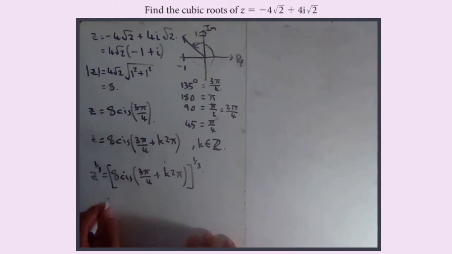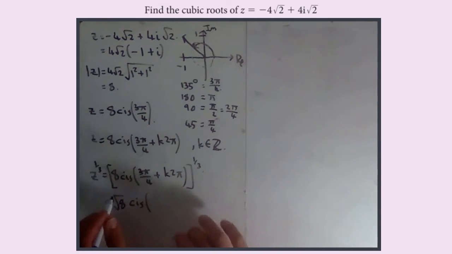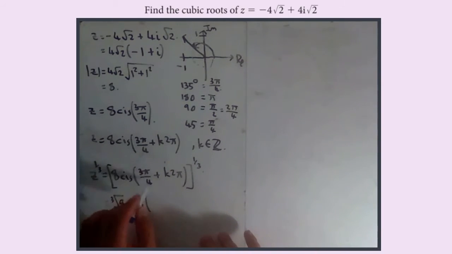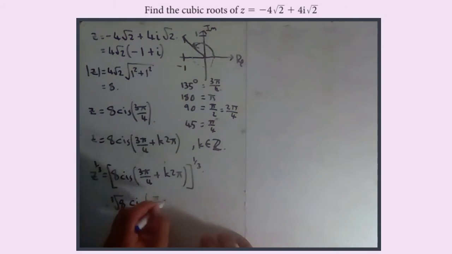So that equals the cube root of 8 times cis. Remember, if you're using De Moivre's theorem, you just multiply the argument by the power. We're multiplying by a third, which is the same as dividing by 3. So 3 pi by 4 divided by 3 is pi by 4, plus k 2 pi by 3.